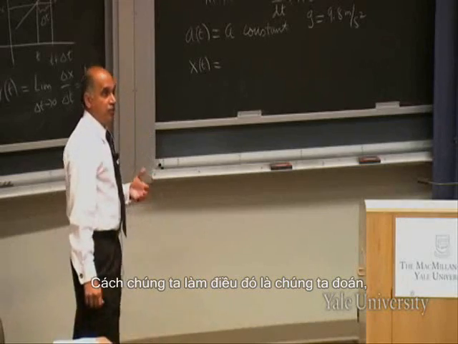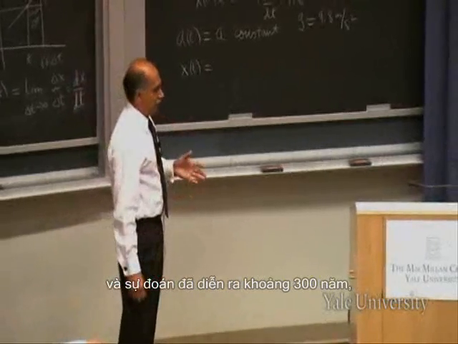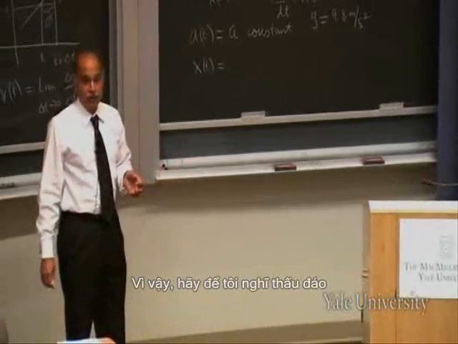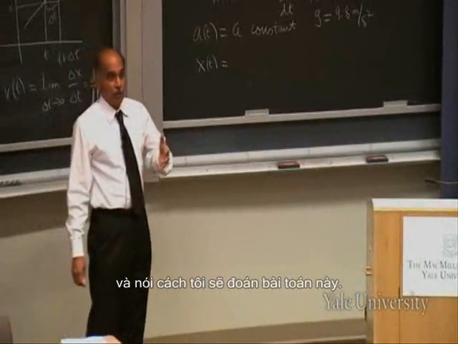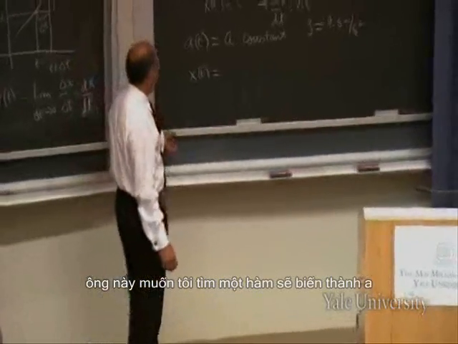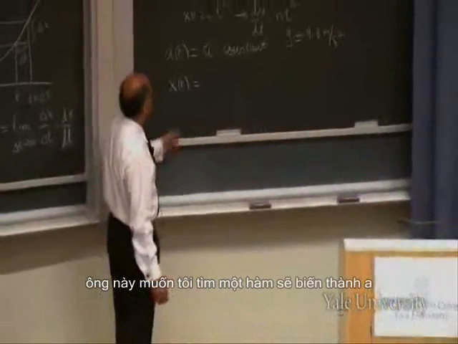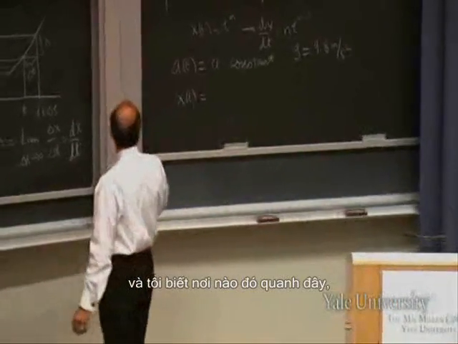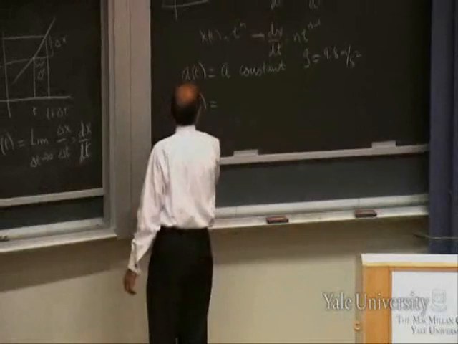The way we do that is we guess. And the guessing has been going on for 300 years, so we sort of know how to guess. So let me think aloud and ask how I will guess in this problem. I will say, okay, this guy wants me to find a function which reduces to the number a when I take two derivatives.